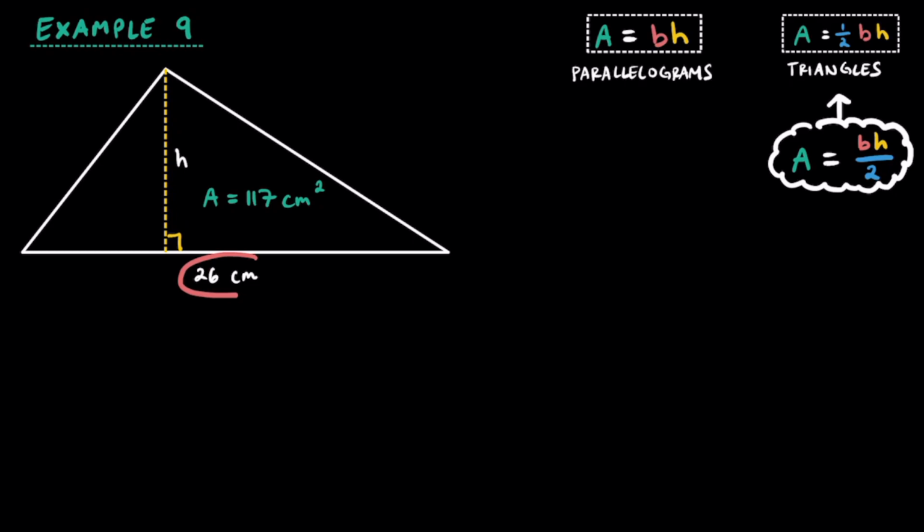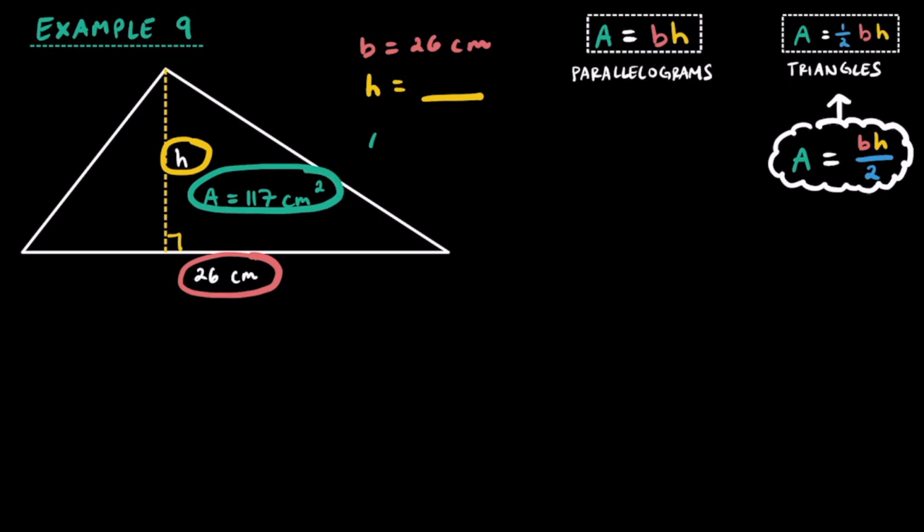So we're given the base down here, which is going to be 26. So I'll go ahead and write b is equal to 26 centimeters. Now as for the height, we actually don't know what that is. So our h is going to stay unknown. We're going to figure out how many centimeters tall it is. And lastly, we're actually given the area in this problem. So we know that the area is equal to 117 square centimeters, or centimeters squared. Given the base and the area, we're going to work to see if we can figure out the height of this triangle. Let's start by writing the formula.